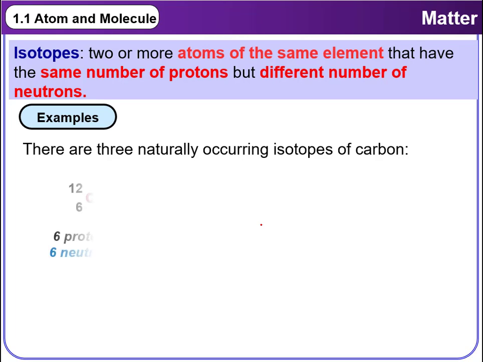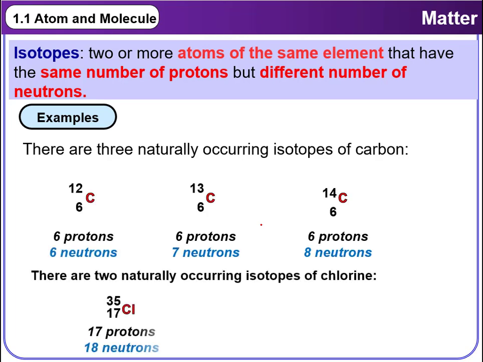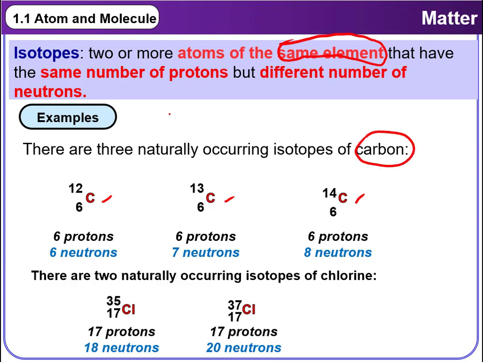Okay, let us proceed with isotopes. What is isotopes? Isotopes is two or more atoms of the same element. So the key here is they must be the same element. Two or more atoms of the same element that have the same number of proton, such as this carbon, atoms of the same element still, having the same number of proton here, but different number of neutrons. So it will have different nucleon number.